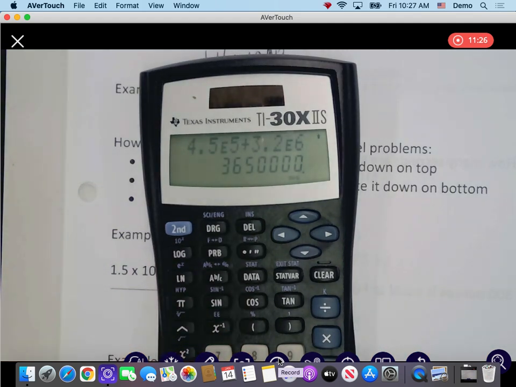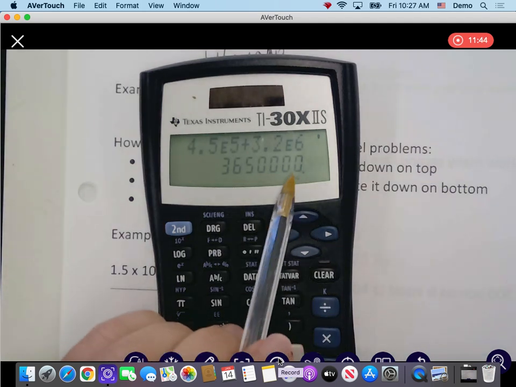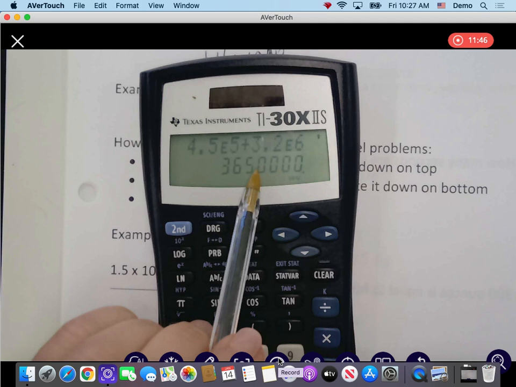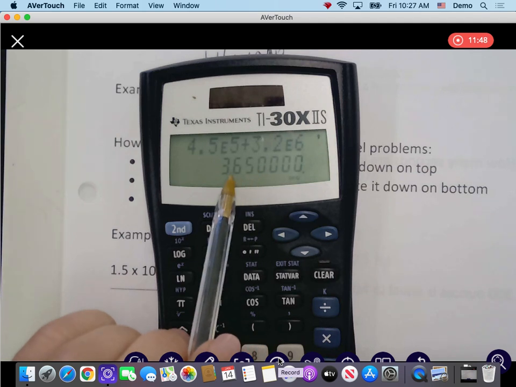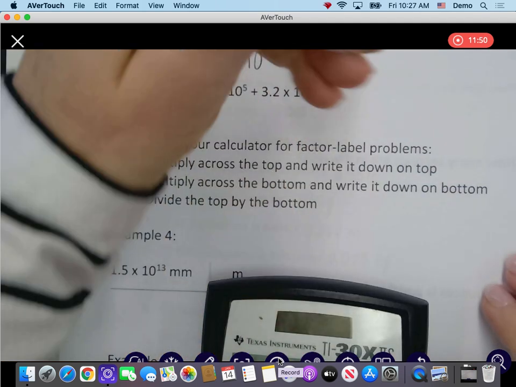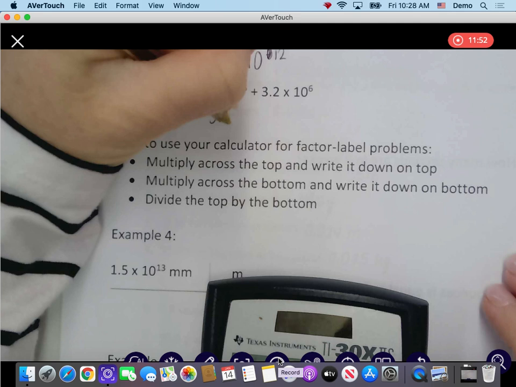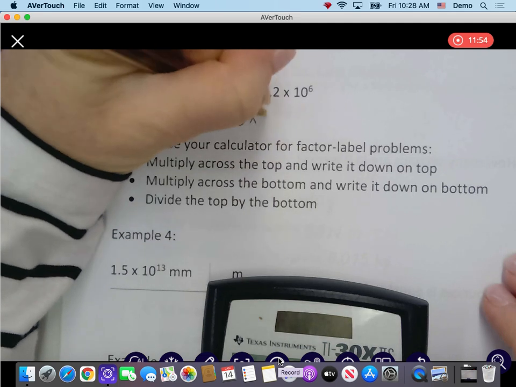That's not really a problem because I'm just going to put it in scientific notation. If you write it out as 3,650,000 today, that's okay. But I think it's probably better practice to put that in scientific notation. So if I do that, it's going to be 1, 2, 3, 4, 5, 6, 3.65 times 10 to the 6th.